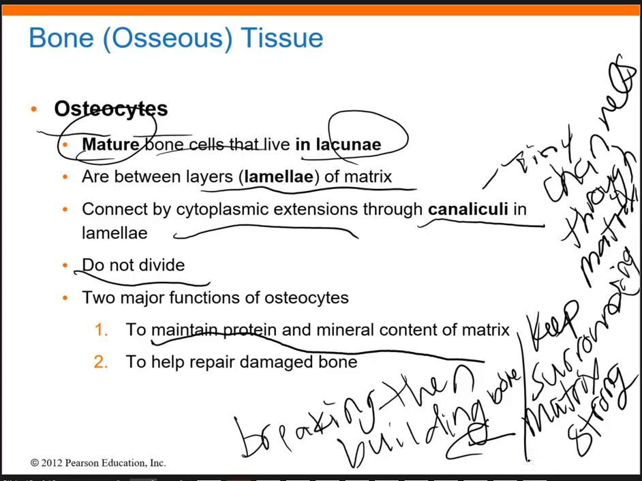Osteocytes can also help repair damaged bones. Typically they're just keeping the bone matrix strong, but if there's a break or some sort of fracture in the bone, then obviously the osteocytes in the area will start building bone really rapidly to try and repair that fracture.